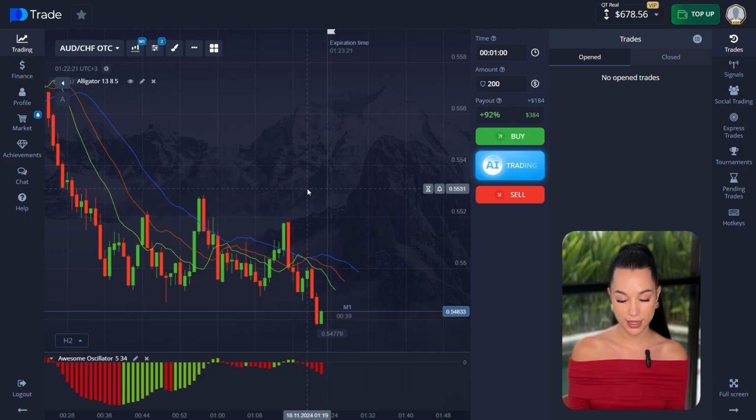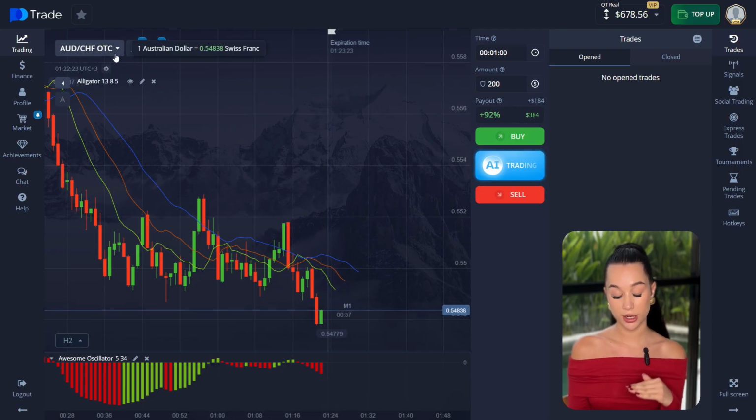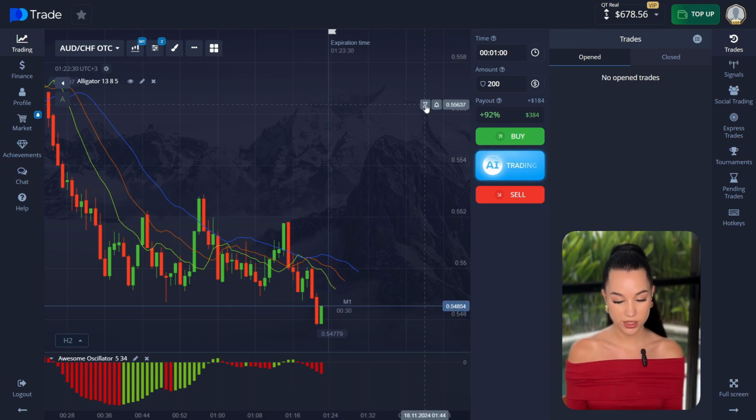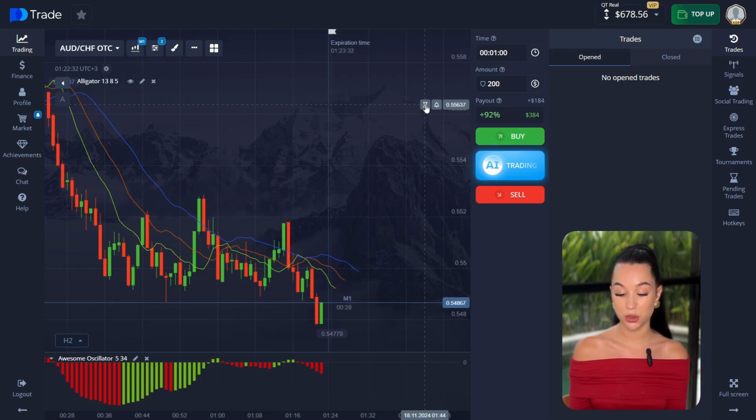But at the same time, it already broke our support level. And as we can see, some green candles appear here. So it's kind of risky. You need to be really careful with what you do and how you make decisions about the future movement of the chart.